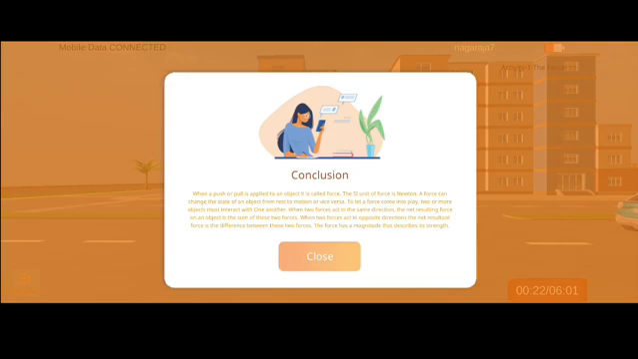When two forces act in the same direction, the net resultant force on an object is the sum of these two forces. When two forces act in opposite directions, the net resultant force is the difference between these two forces. The force has a magnitude that describes its strength.